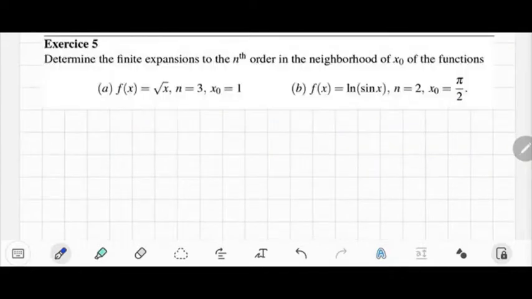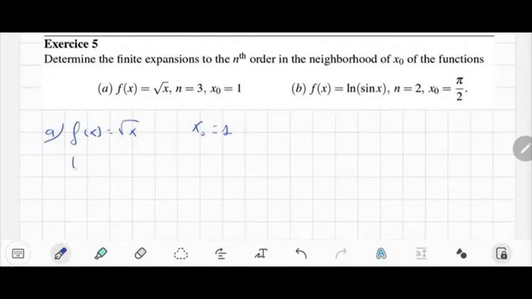We move now to exercise 5, where we need to calculate the finite expansions to the nth order in the neighborhood of a point x0, which is not equal to 0 in this case, of the given functions. So if we take the first function f of x equals square root of x, we need to calculate the expansion to the order 3 in the neighborhood of x0 equals 1. So we can calculate the Taylor expansion to the order 3, so you need to calculate the first derivative, second derivative, third derivative, and then evaluate at the point 1, or we can make a change of variables and use the expansions that we already know in the neighborhood of 0.